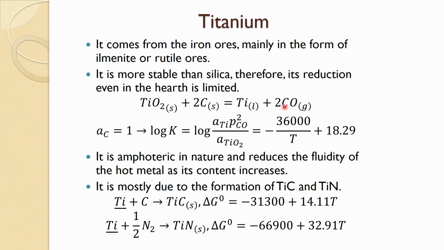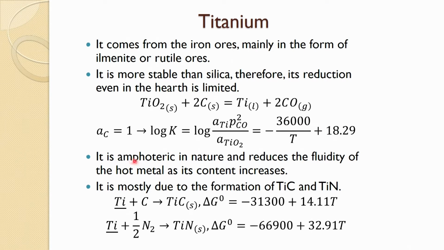It is hard to reduce, and this is the reaction which takes place mostly in the hearth region. Carbon reacts with titanium oxide, giving titanium liquid and CO gas, and assuming the activity of carbon as 1, the equilibrium constant for this reaction can be written in this form: activity of titanium times PCO squared divided by activity of TiO2. The log of it, in terms of temperature, is given here.